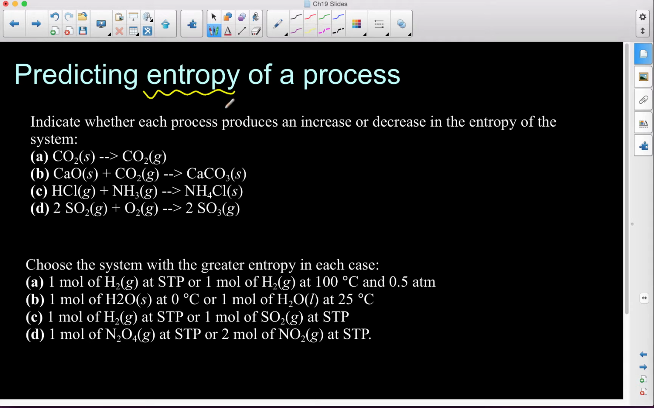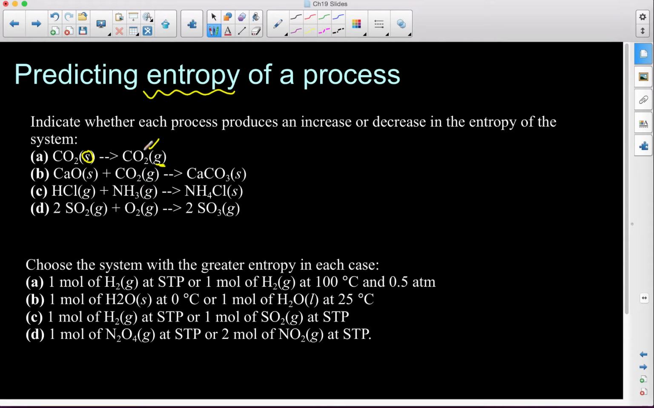Okay? So, if we look here, right, we have CO2 solid versus CO2 gas, right? Do we have more microstates here or here? Ding, ding, ding. Which means that this leads to an increase in entropy.